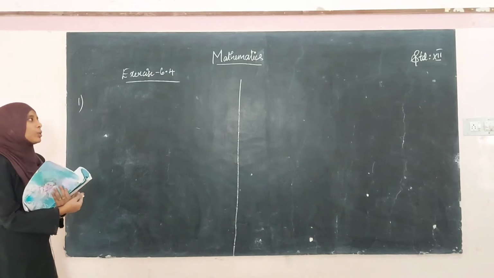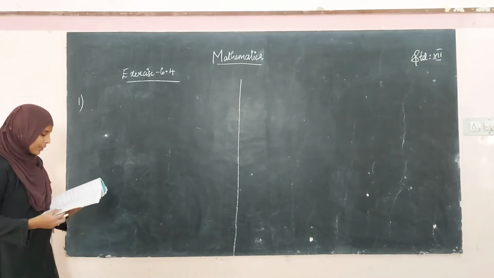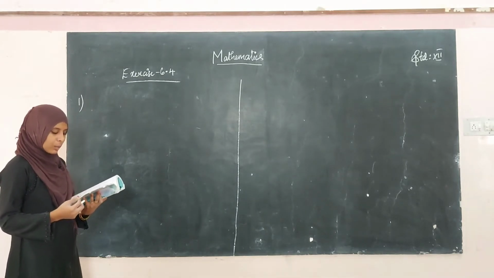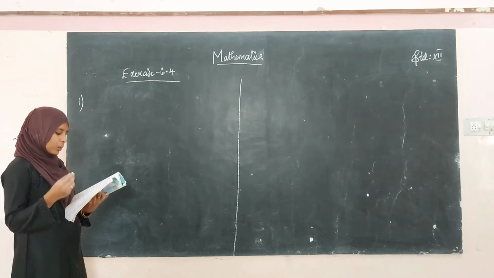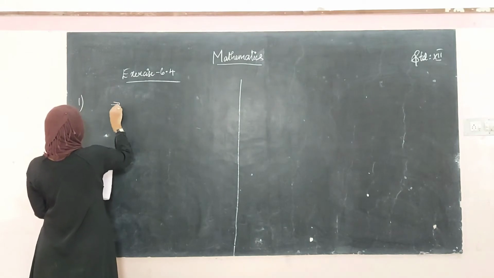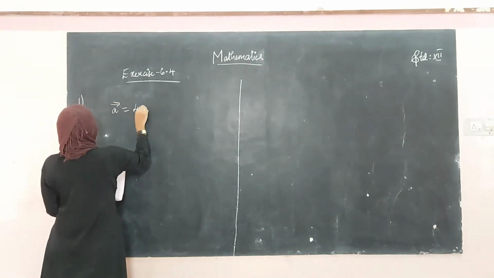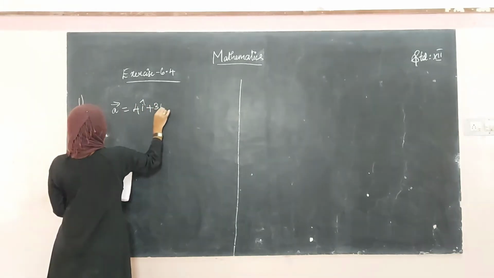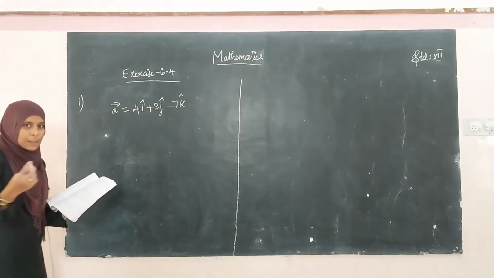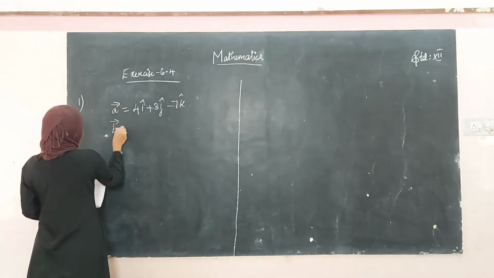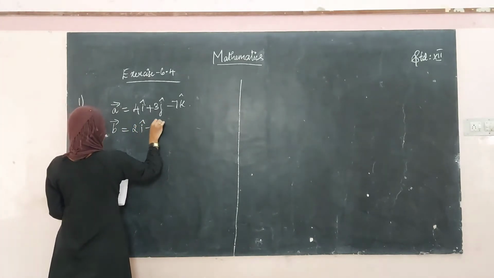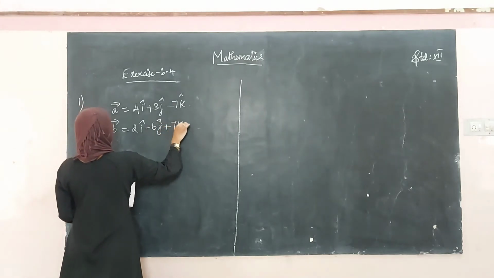So in today's class we are going to solve the sums in exercise 6.4. Okay, see the first sum. Find the non-parametric form of vector equation and Cartesian equation of the straight line passing through the point with position vector. What's the first position vector they have given? So let us take that as A vector, that is 4i cap plus 3j cap minus 7k cap, and parallel to the vector, which is parallel is called the B vector, right? We will take it as the B vector. So B vector is equal to 2i cap minus 6j cap plus 7k cap.